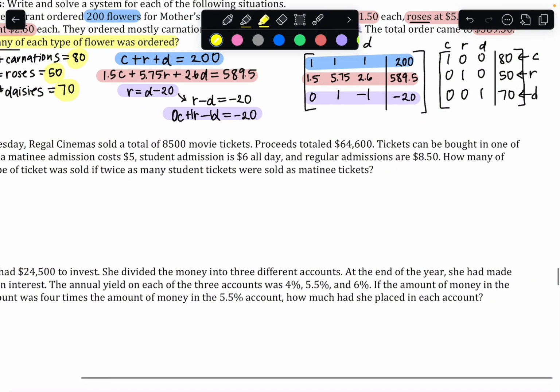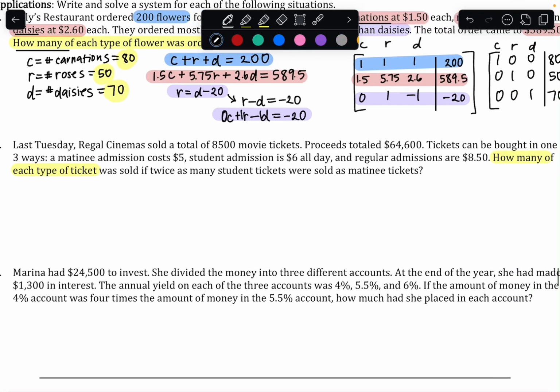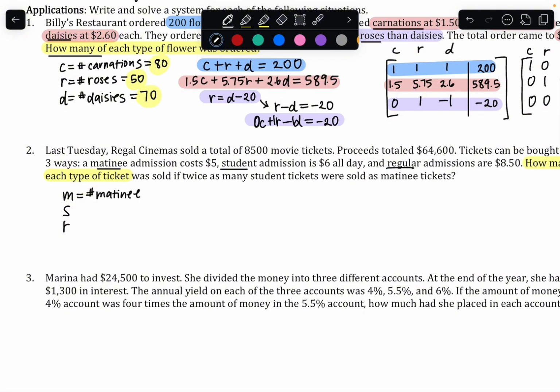Okay, and so go to your question. How many of each type of ticket? And so we have 3 types of tickets. We have matinee, we have student, and we have regular. So number of matinee, number of student, number of regular.